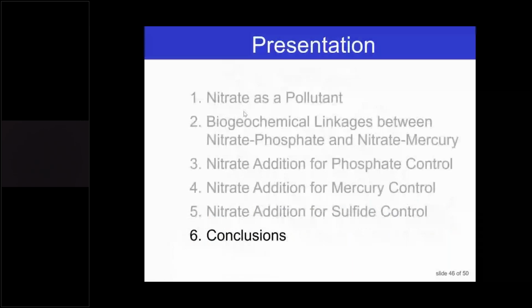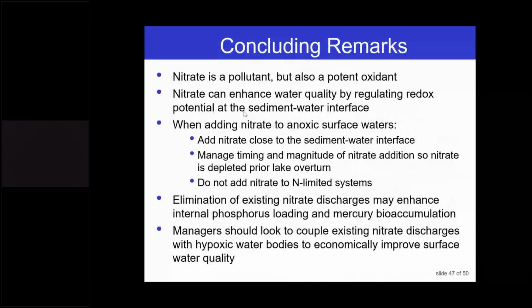So conclusions: nitrate is a pollutant, but also a potent oxidant. Nitrate can enhance water quality by regulating redox potential at the sediment water interface. When adding nitrate to anoxic surface waters, we want to add it close to the sediment water interface. We want to manage timing and magnitude so the nitrate is depleted prior to lake overturn. Don't want to add nitrate to nitrogen-limited systems, perhaps. But this is a really interesting issue for us to think about.